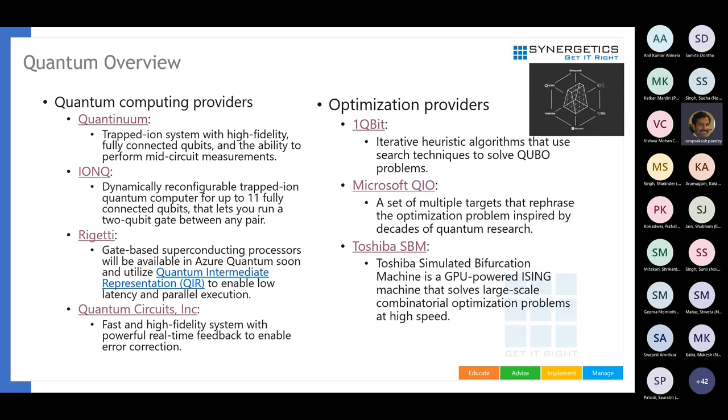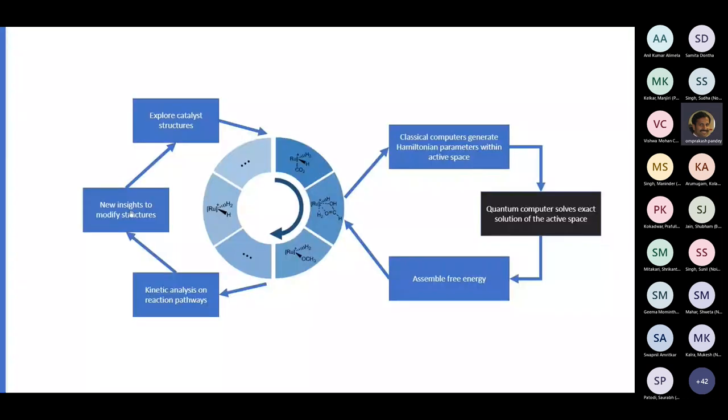I did mention some of the use cases earlier, and I want to go into more detail over here. If you look at some of the core resources, you can check for new insights and modify the structures for the data. Explore the catalyst structure for any kind of drug invention from a pharma industry standpoint, and kinetic analysis on reaction pathways. So what kind of catalyst will work, or what change needs to be made in the molecular structures? That's where it can be used.